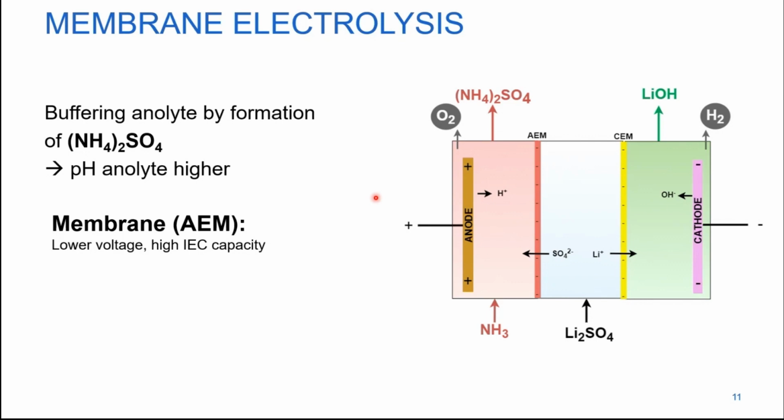And in this case, you don't need these specific membranes with proton blocking ability, but you can just use a more low-cost membrane, which has a lower voltage and a high ion exchange capacity, and maybe are also a bit cheaper. But of course, this all depends on the availability of the waste streams or the compounds that you want to valorize or have in your stream on site.